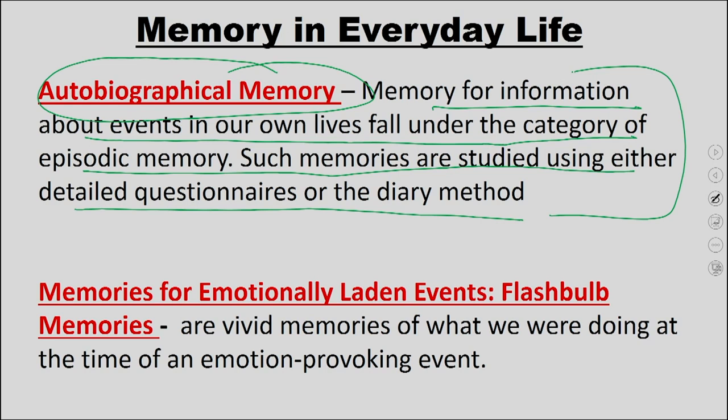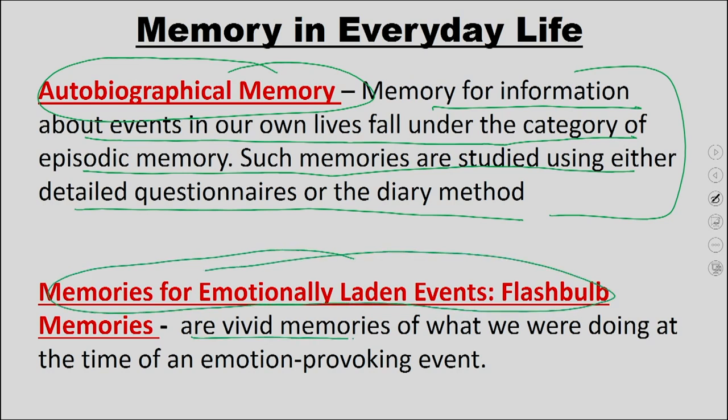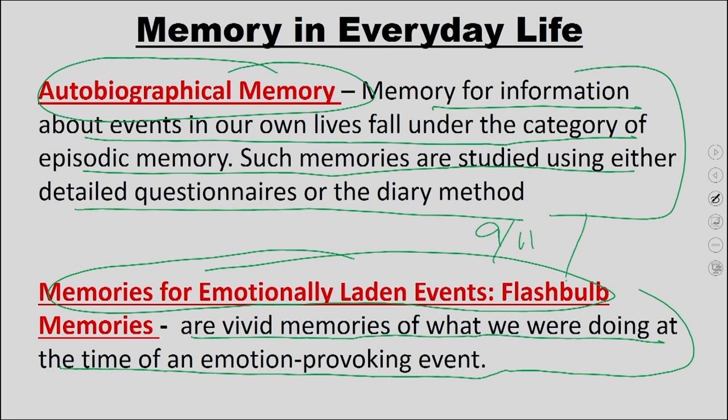So this kind of memory, autobiographical memory, your personal memory, is studied using the diary method. Now, there are also memories for emotionally laden events which are called flashbulb memories. And what are they? These are vivid memories of what we were doing at the time of an emotion-provoking event. For example, when 9/11 happened or 26/11 happened. Whenever these events happened, or when Rajiv Gandhi died, or some other public event happened, what you were doing around that period of time, when you heard the news for the first time, the memories for that are called flashbulb memories.